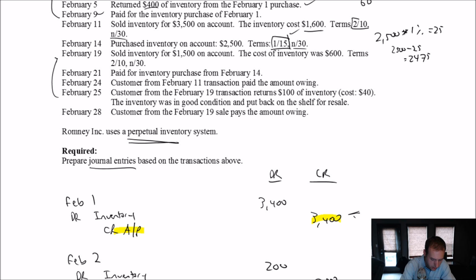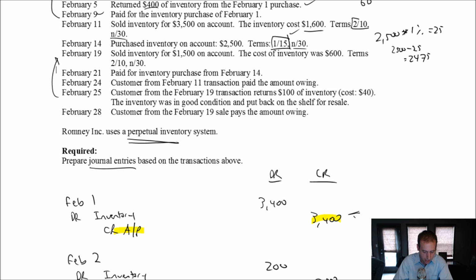So this customer right here returns $100 of inventory, cost $40. Inventory is in good condition and put back on the shelf for resale. So the person just, for whatever reason, bought $1,500 worth of stuff. They bring back $100 of the stuff, saying I didn't want it, or I bought too much, or whatever, but it's still good, and that's important to note.